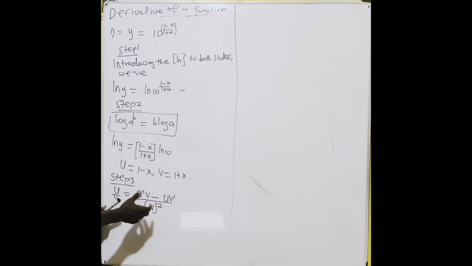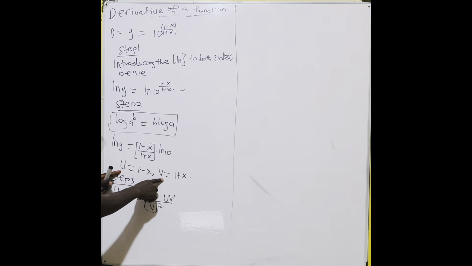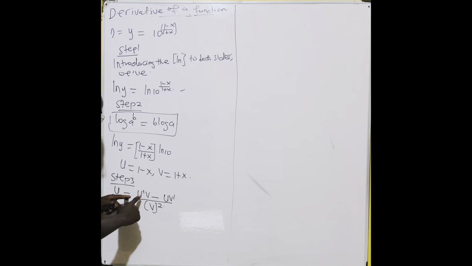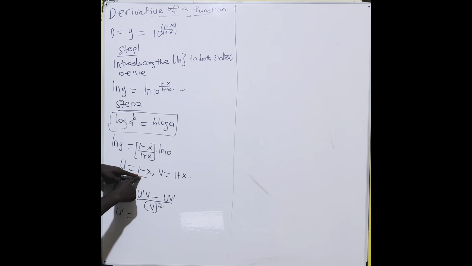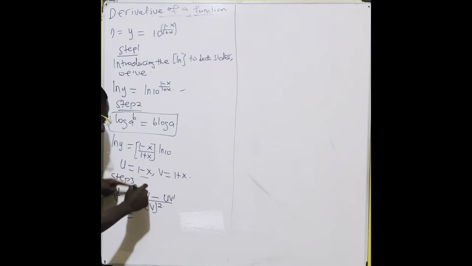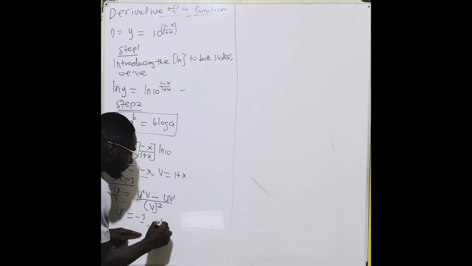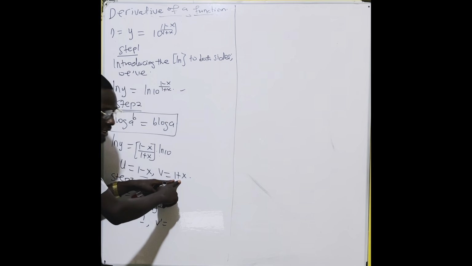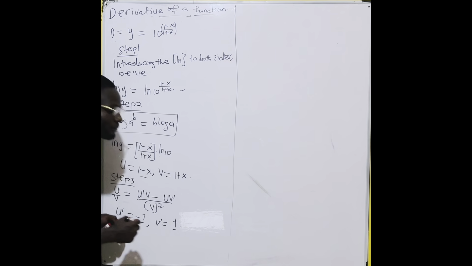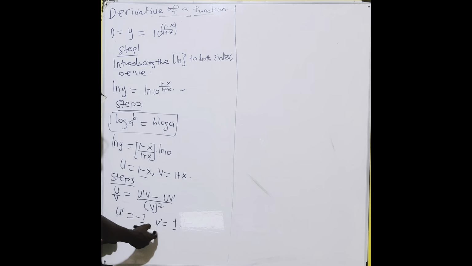Okay, so all we need to do here is identify our u prime and our v prime, because we already have our u and we have our v. So our u prime is the derivative of 1 minus x with respect to x, which gives us minus 1. The derivative of 1 plus x with respect to x will give us positive 1, right? So this is what we have.